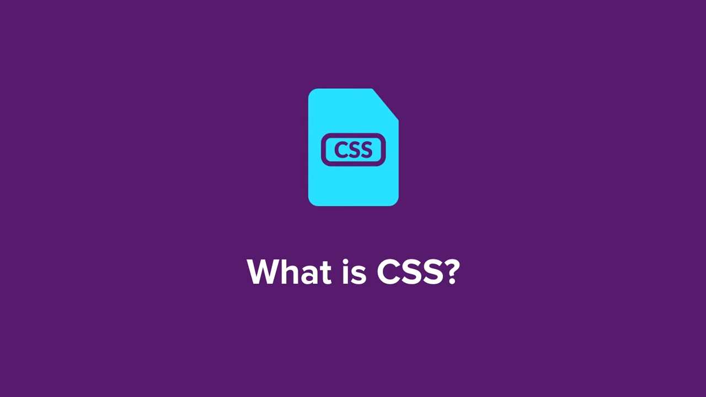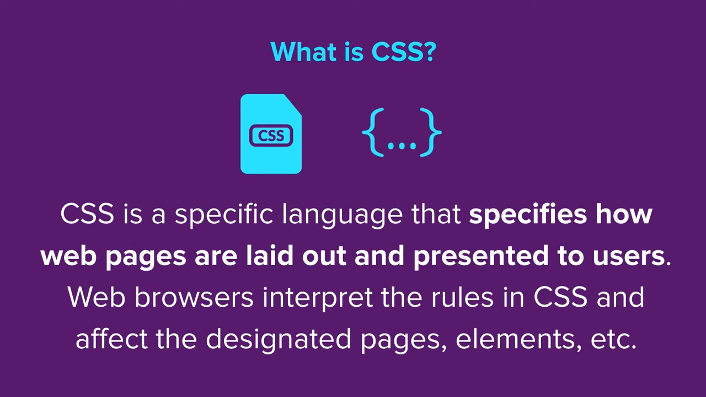So, we just went over how to change some elements in CSS and went over some basic syntax. But let's dig a little bit deeper now. What is CSS? CSS is a specific language that specifies how web pages are laid out and presented to users. Web browsers interpret the rules that we establish in CSS and affect the designated pages, elements, etc. In our example, we saw how the CSS affects the color of text and how we can select things like the headers or bodies to change the background color or font color and all other sorts of properties.